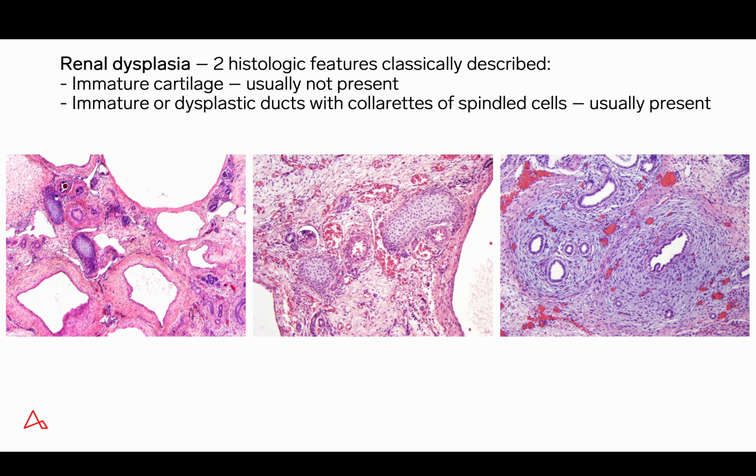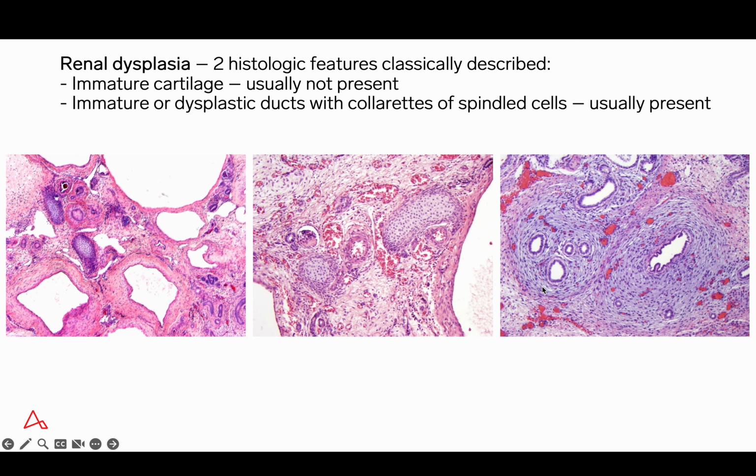Microscopically, renal dysplasia shows a very diverse array of findings, but there are 2 features that are classically identified as features of a dysplastic kidney. The first is immature cartilage, and we can see on the left here a couple of islands of immature cartilage. Similarly, in the middle image, 2 islands of immature cartilage. Although they are characteristic of dysplasia, most dysplastic kidneys will not have this feature.